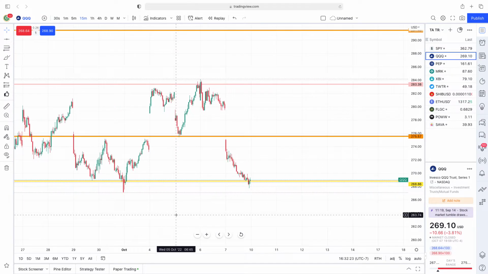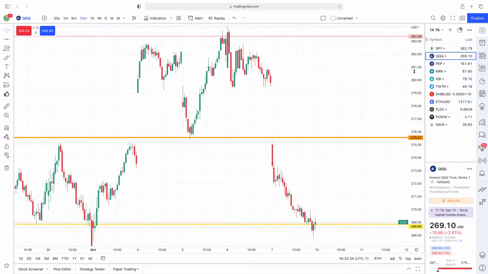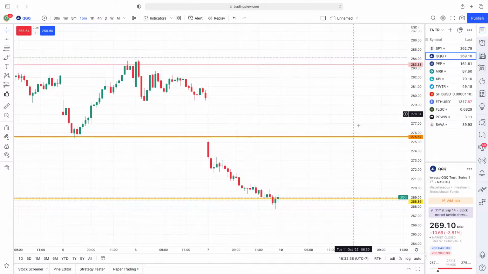Okay, so that's how I make my key levels of support and resistance in video 1. Video 2, I give you an example of that. So let's move on to the next thing I do when I'm day trading. I do this every single day. This is what I do.